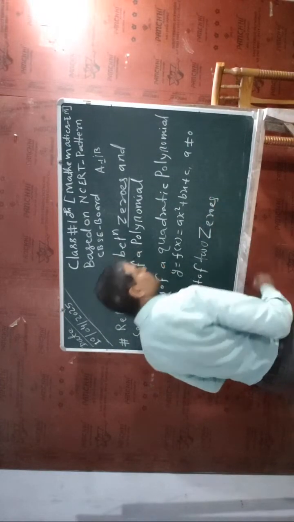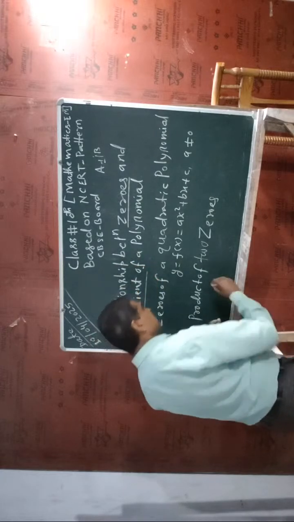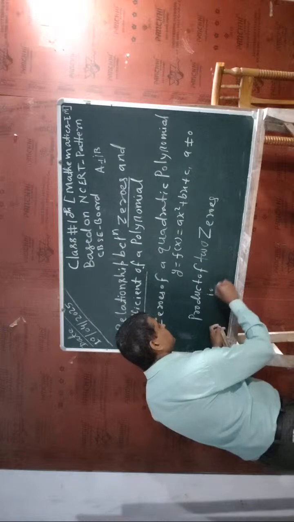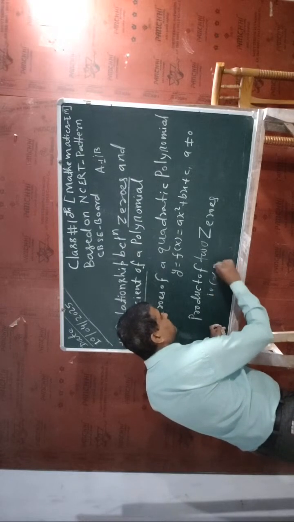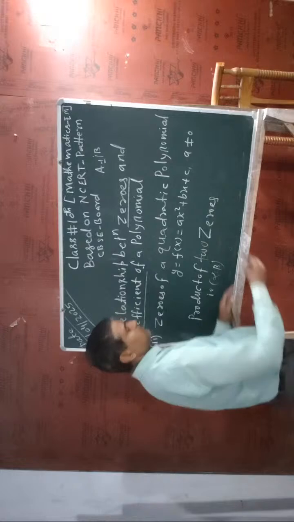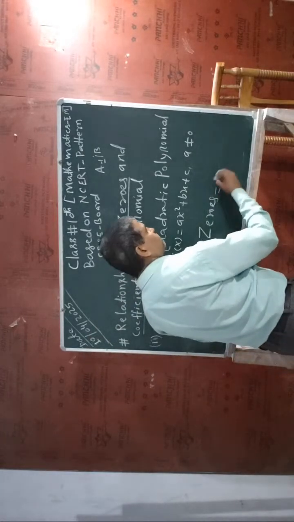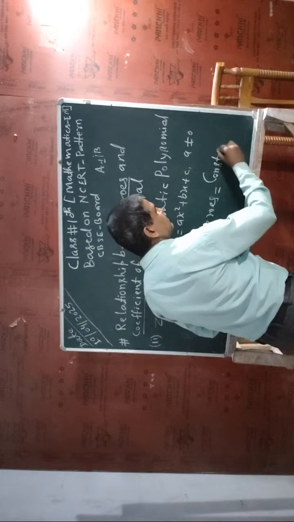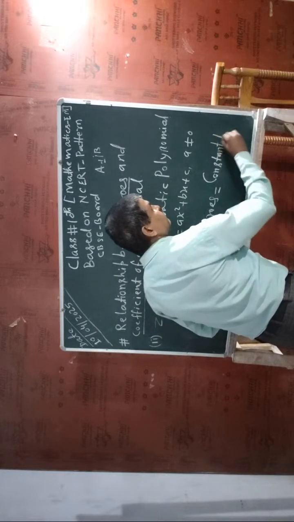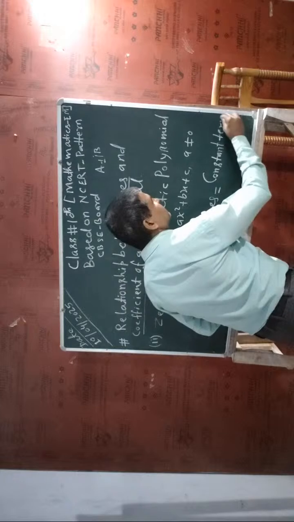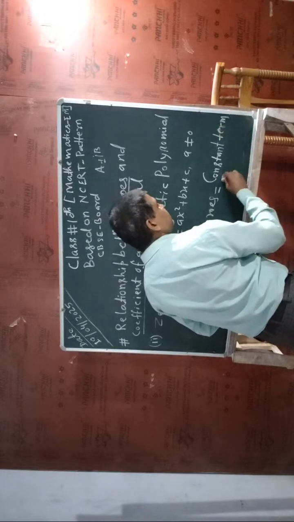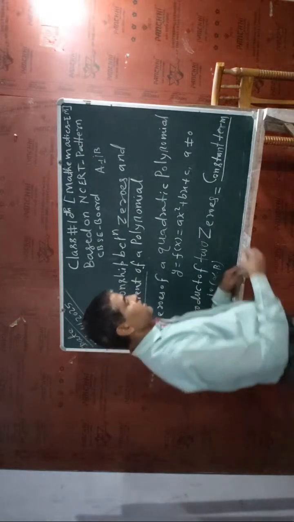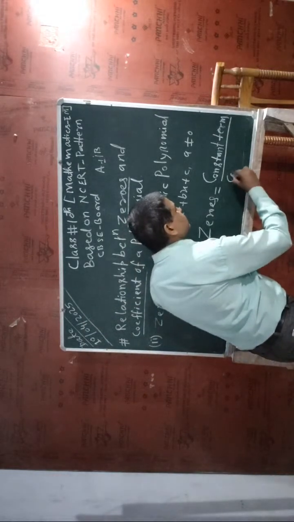Product of two zeros. In other words, we can say that it is alpha into beta. It will be equal to the constant term divided by the coefficient of x square.